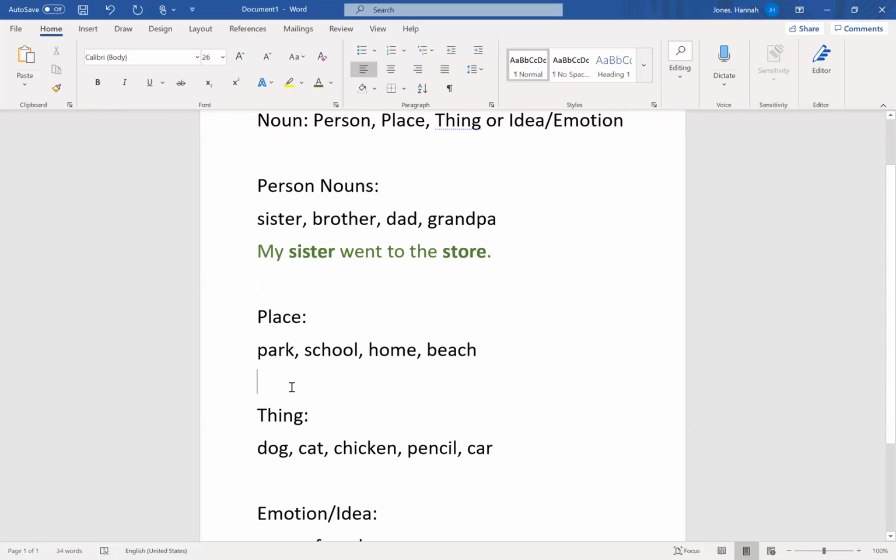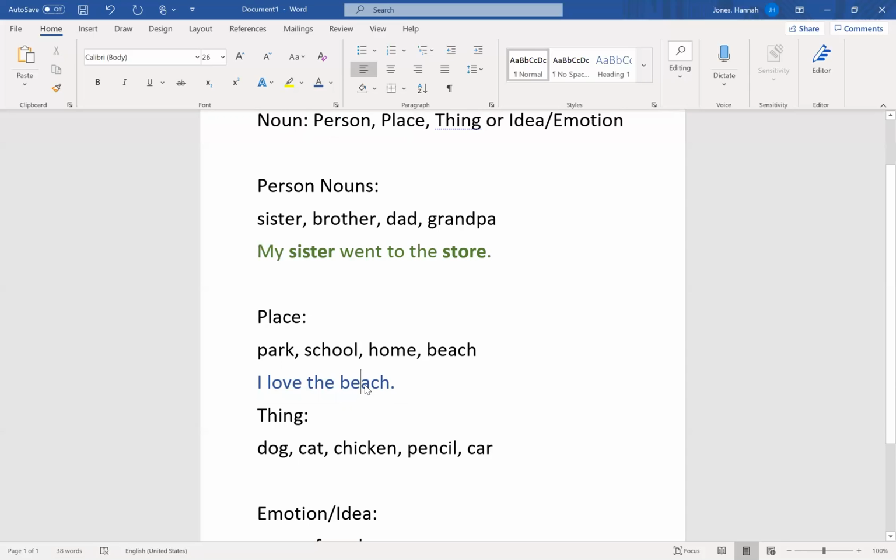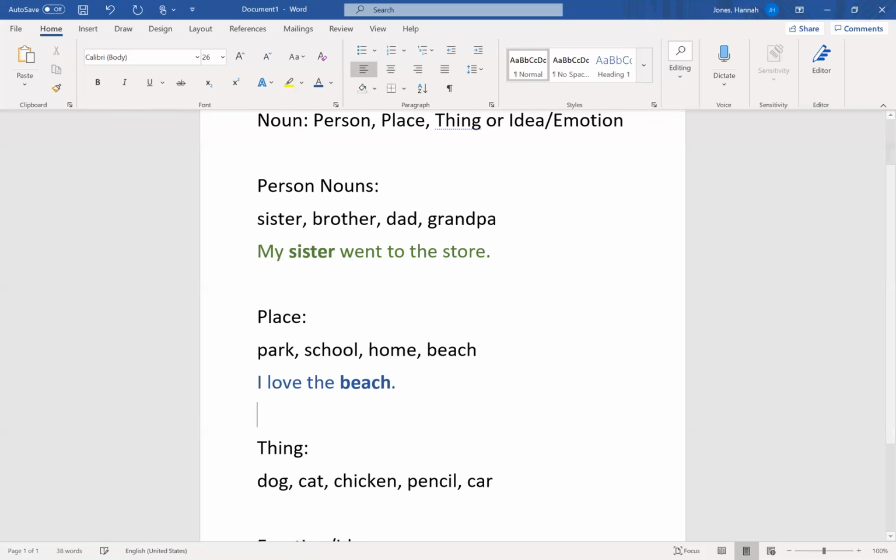Let's do a place noun sentence. I love the beach. I do. All right. I love the beach. So we have a beach here, right? Beach is a place noun. And I'll unbold that because we're just looking at person nouns here. This is also a noun, though. It's okay to know that. Okay. So these are just common nouns that we're dealing with right now, okay? We have pronouns in a sentence too, but let's not worry about that. Let's just worry about the common nouns in these sentences, okay?